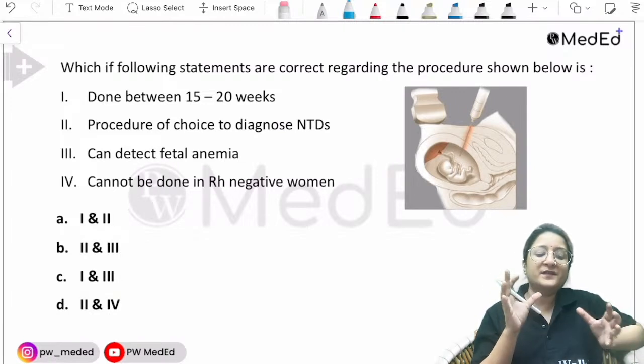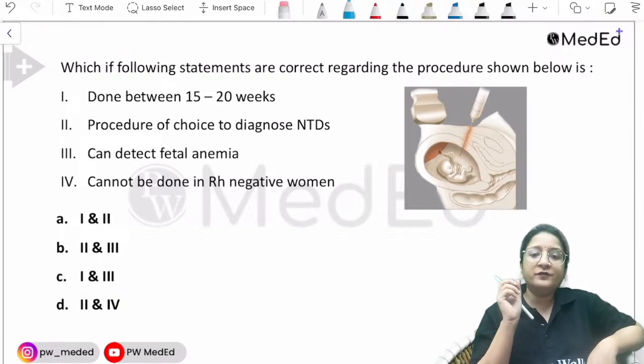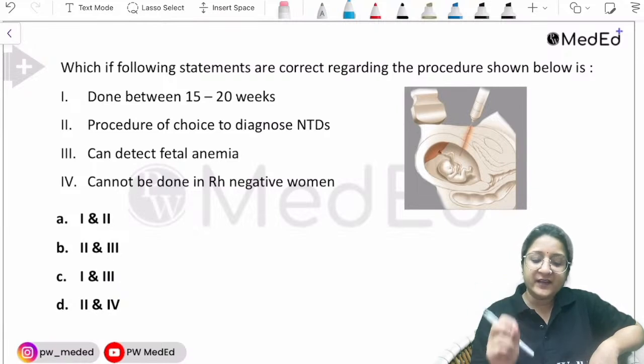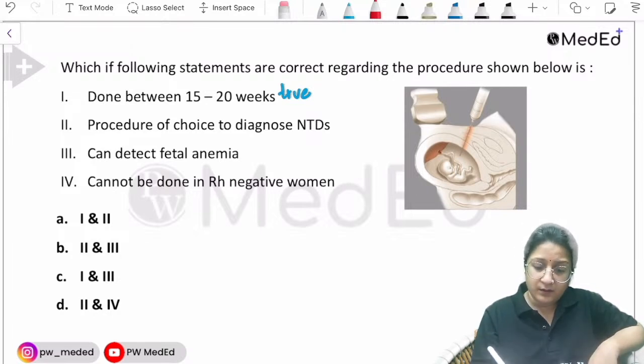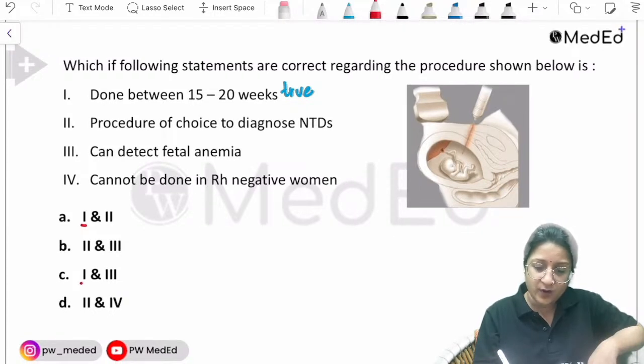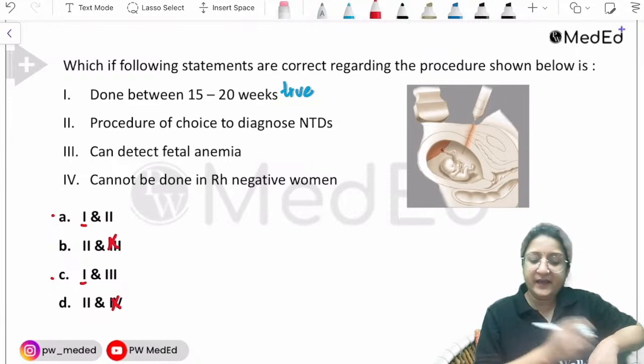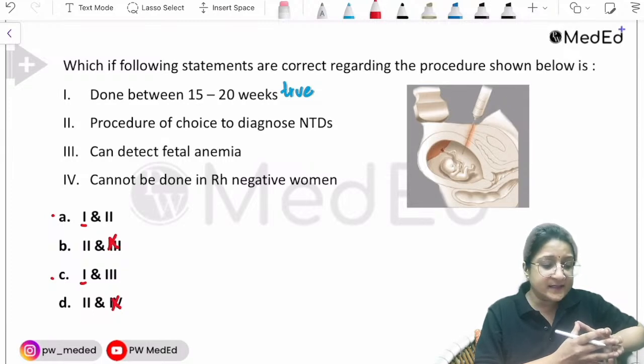At least, when you have such kind of questions, choose one option of which you are very sure. Like for example, here I'm very sure that it is done between 15 to 20 weeks. So this is a true statement for me. This is a correct statement. So option number one is in A or C. So the answer has to be either A or C. So B and D are definitely not the answer. Now I have to eliminate between option A and option C. You are saying it is the procedure of choice to diagnose neural tube defects.